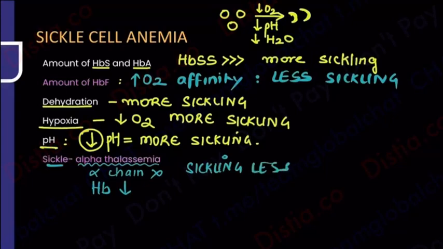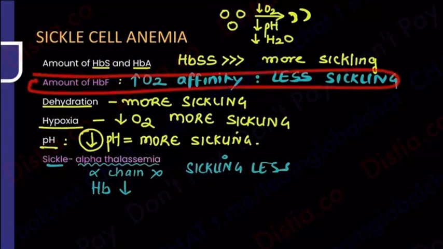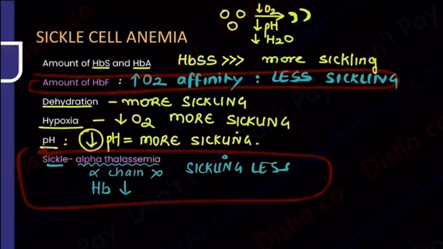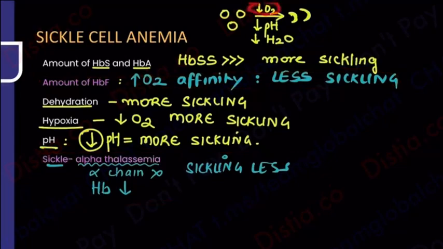So please remember, only in case of some other hemoglobin like fetal hemoglobin, or in case of alpha thalassemia, is there going to be less sickling. Otherwise, if hypoxia happens or acidosis happens or dehydration happens, all of those are going to result in proper sickling. So now let me tell you the types.